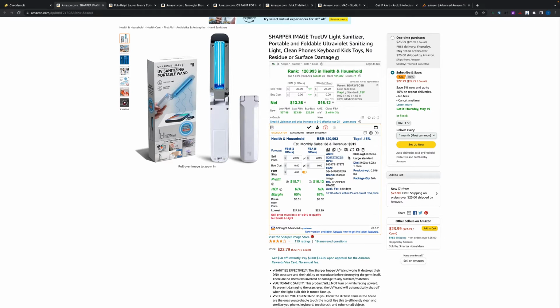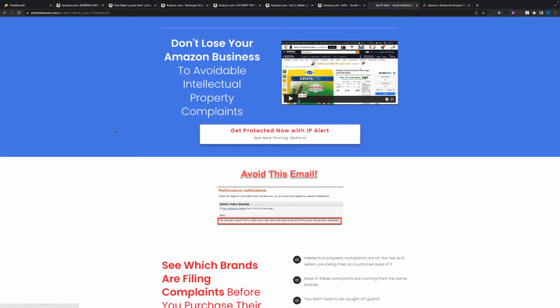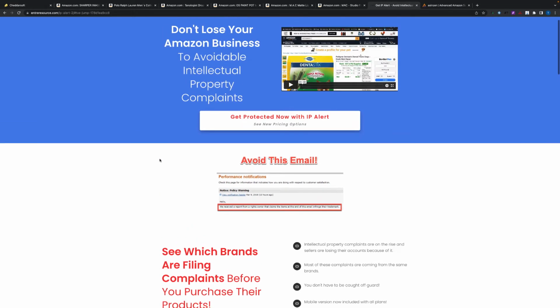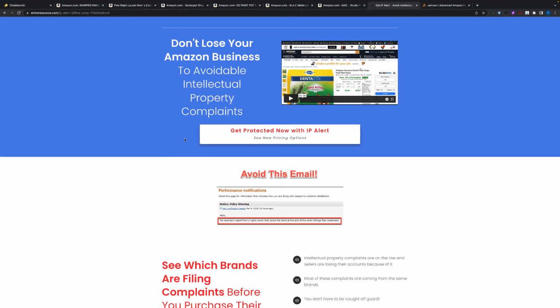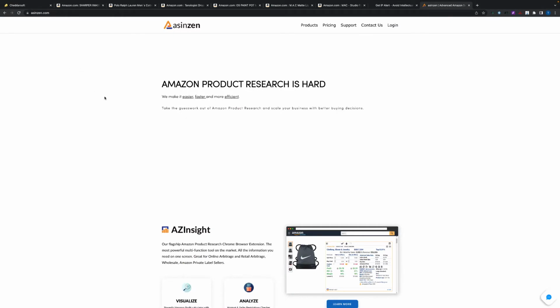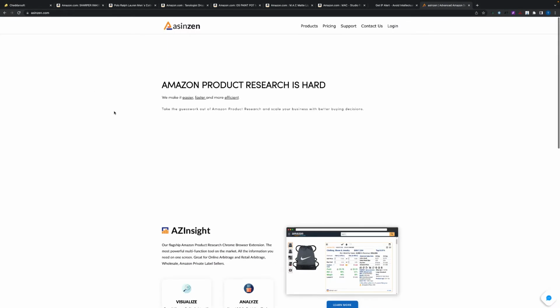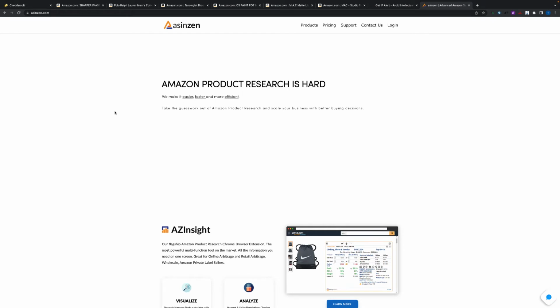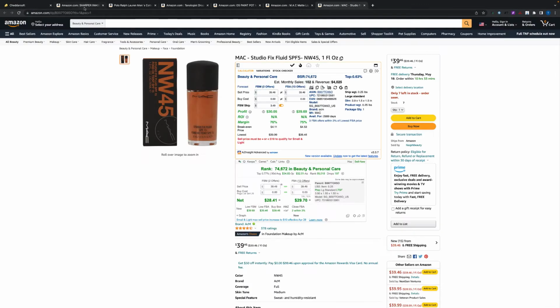Both systems are super great. If you already have a calculator and you just want to add on an alert system, IP Alert is perfect. If you are also looking for a calculator, you can't go wrong with ASIN-Zen. It is fully built in. You can Google search these. If you type in IP Alert, it'll take you to this web page right here where you can get more information on IP Alert and how it works and how to buy it. And if you go to asinzen.com, you will be able to do the same thing. They give you more information and you can purchase it. I also have the links in the description below, so feel free to click on those if you don't want to do any Google searching.